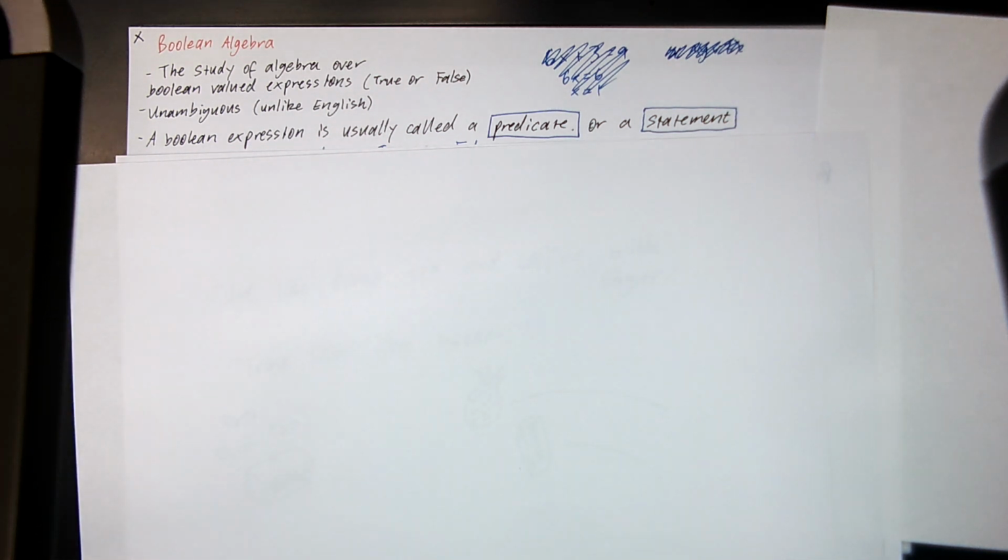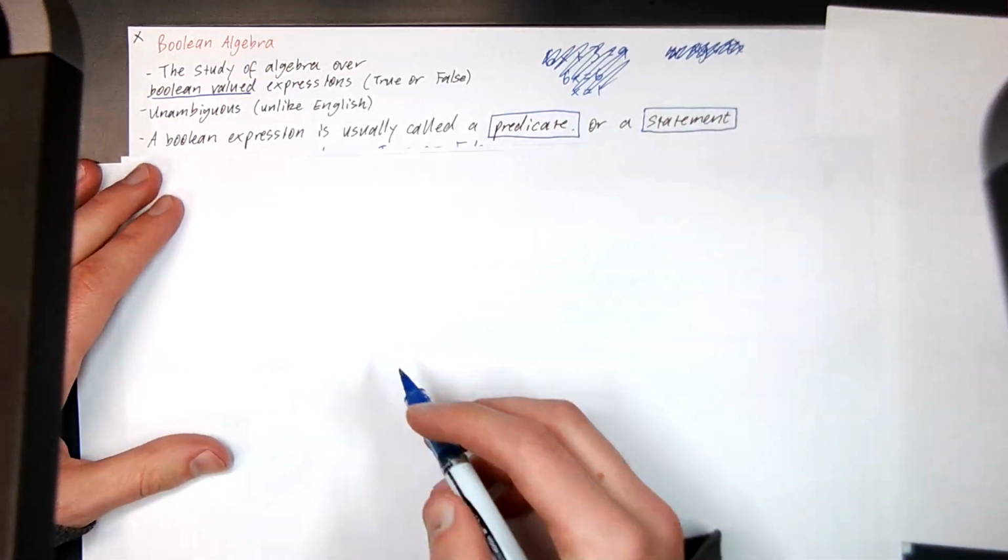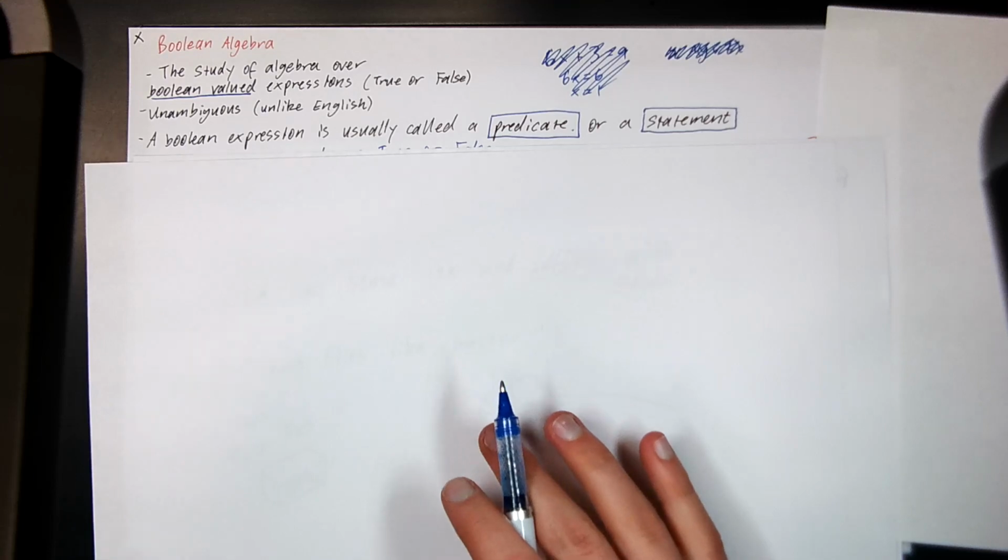Okay, so throughout this course we're going to be always referring back to this concept called Boolean Algebra. Boolean Algebra is the study of algebra of a Boolean valued expression. So you have some sort of expression, it might be a mathematical formula or it might be a statement in English, and these statements take on Boolean values. When I mean a Boolean value, it is either true or false.